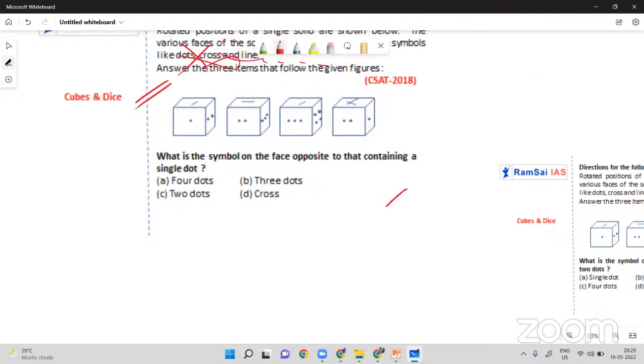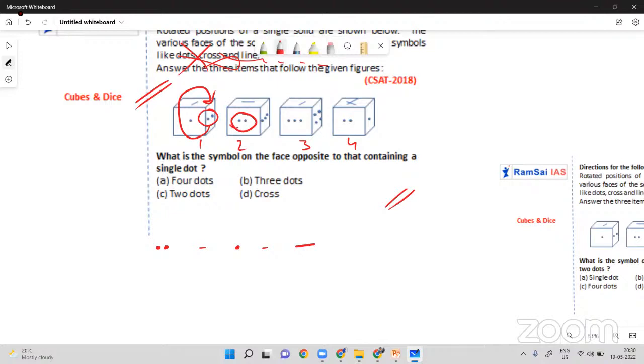Question starts here. Four views were given. What is the symbol on the face opposite to that containing a single dot? Single dot is here. So how to solve this problem? From 1 and 2, first view and second view I'm talking about, it's very clear, 2 is in common, two dots are in common. So clockwise direction, double dot, next single dot, next a line.